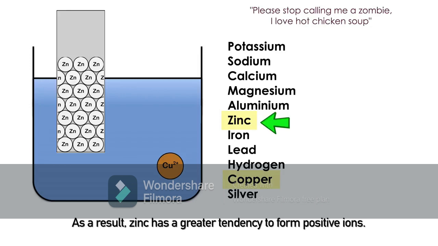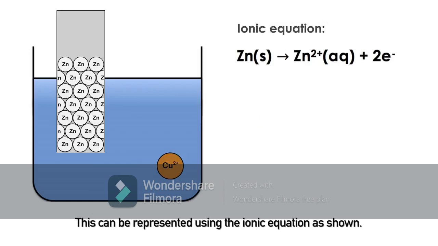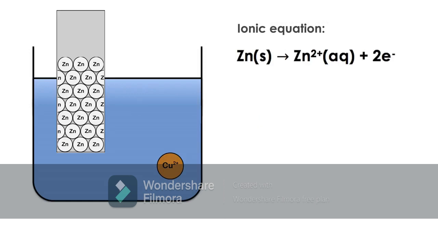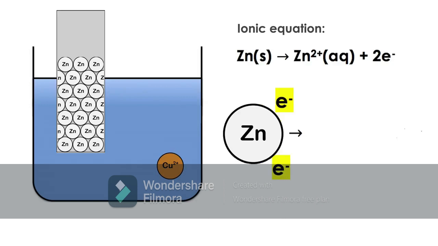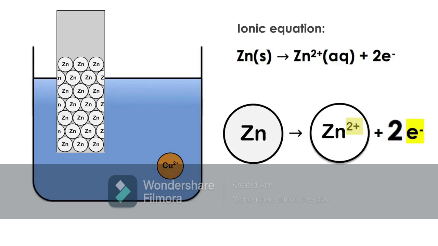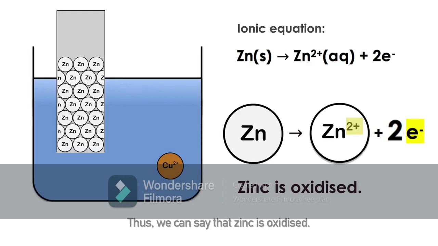As a result, zinc has a greater tendency to form positive ions. This can be represented using the ionic equation as shown. In forming the zinc ion, zinc metal loses 2 electrons. Thus, we can say that zinc is oxidized.